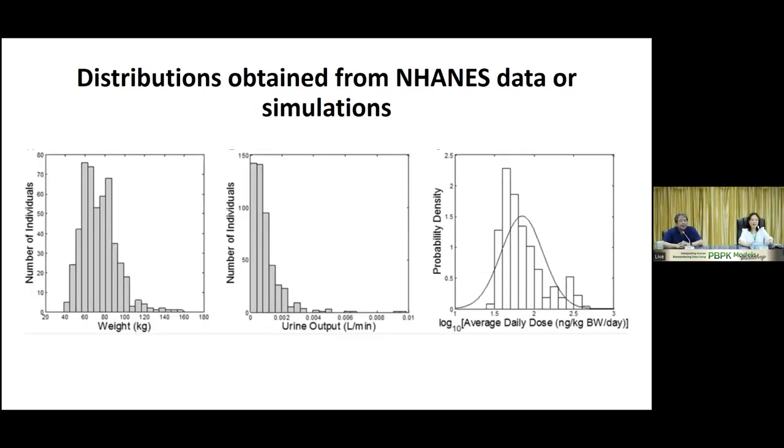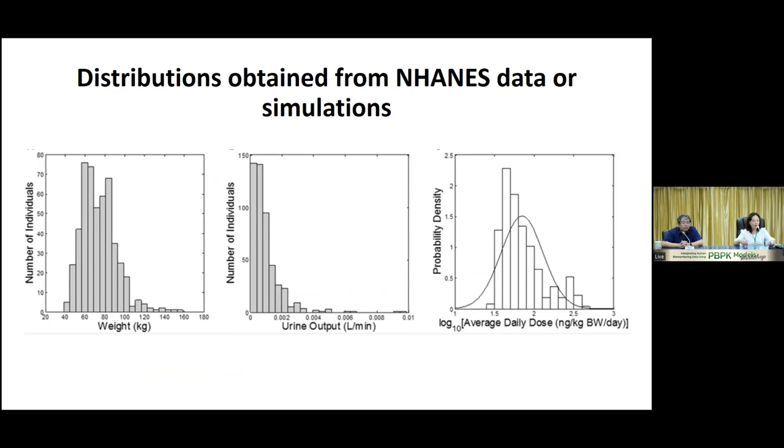Okay, and then here are some of the data that came from CDC. The first figure is body weight. So you can see the range. Most people are between 40 and 100 kilograms. This is the US population. So yes, we have some heavy people.